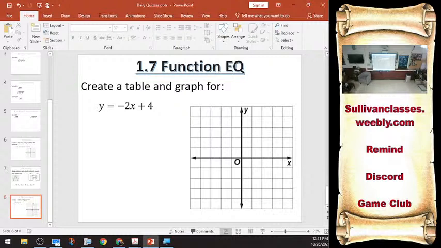Make a table. Pick numbers, preferably numbers that are somewhere in the center of that graph. Plug them one at a time in for x.